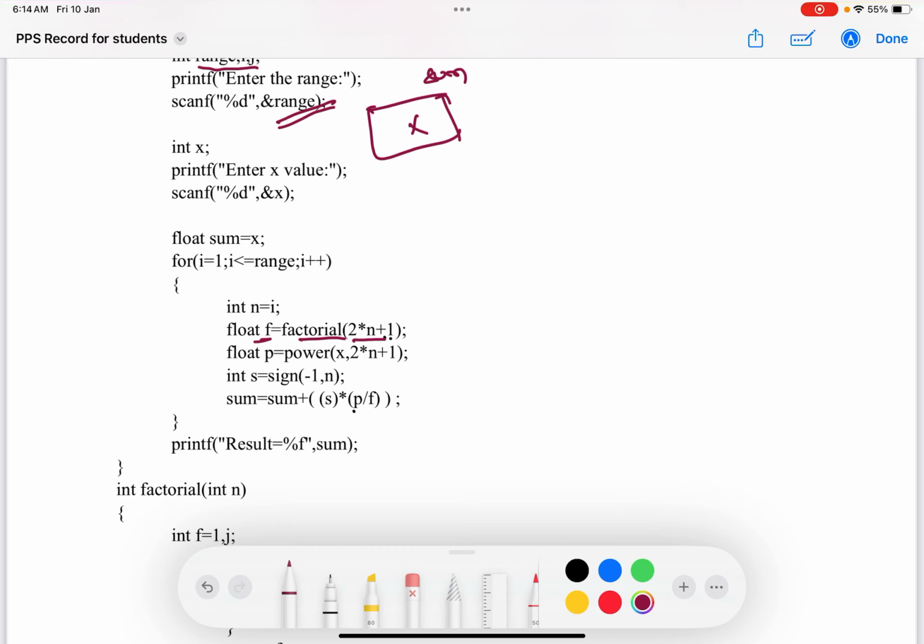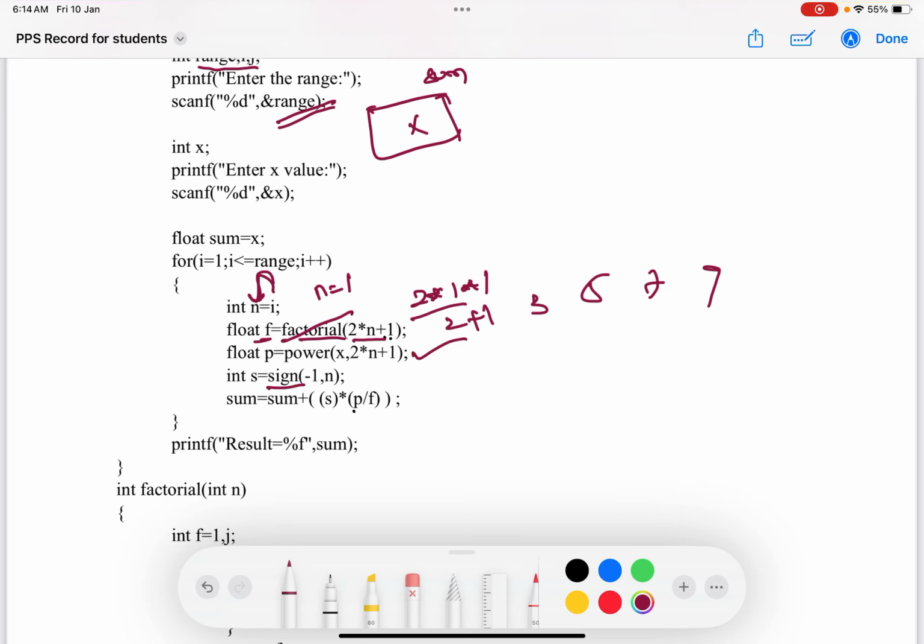So if you see that, we will be modifying the values according to this, right? 2 into n plus 1. What is n? N is the i value. If i is equal to 1, that will be given to n. So n is equal to 1. 2 into n plus 1: 2 into 1 is 2, plus 1, 3. So next time it will be 5, next time it will be 7, next time it will be 9. So in correspondence with that we wrote this factorial. And the same for power.